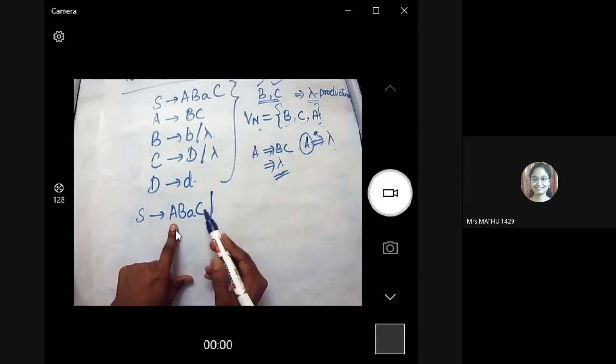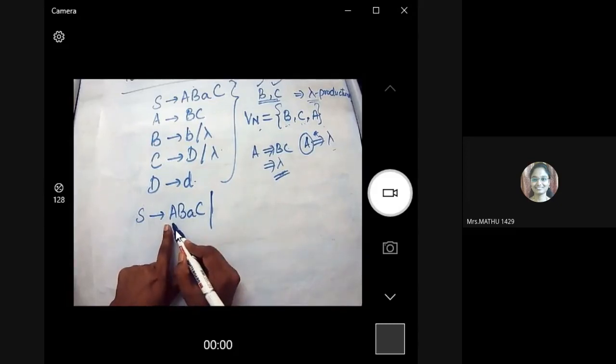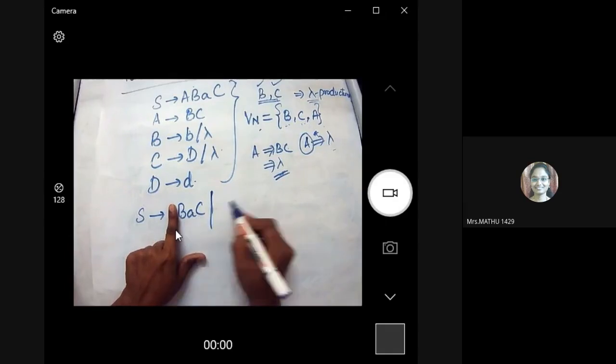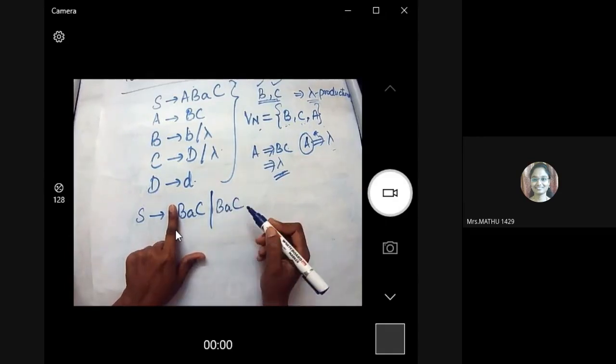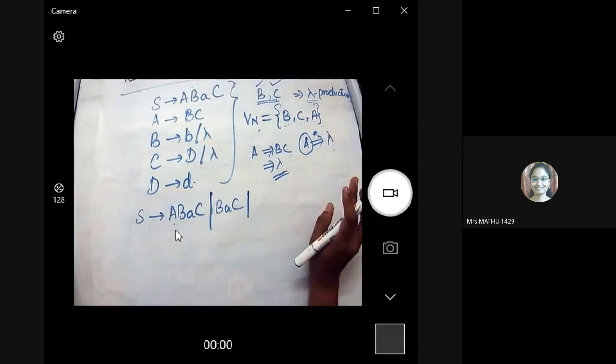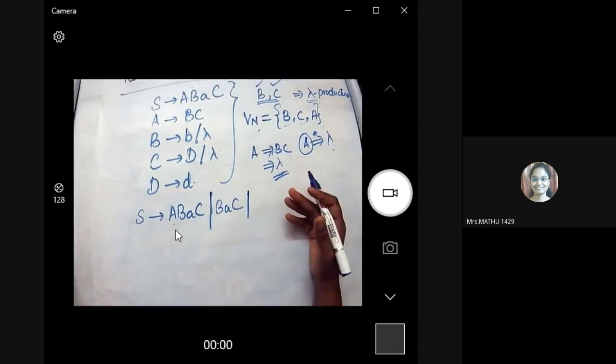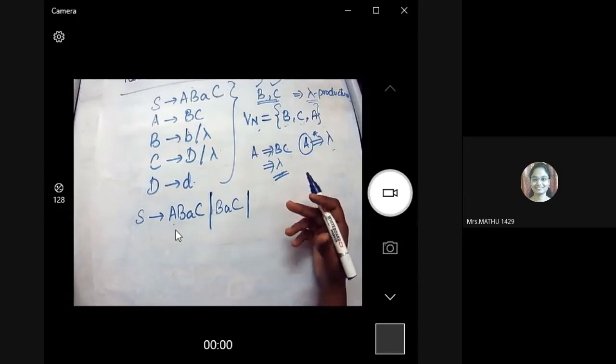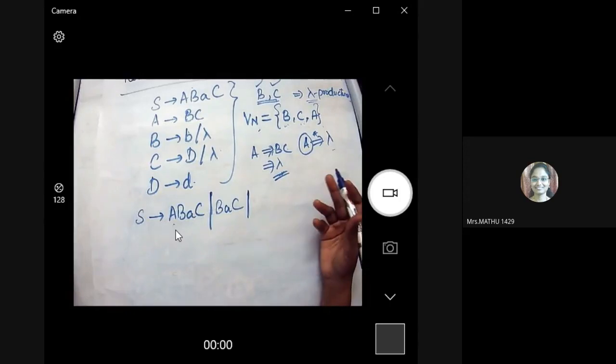First, I'm going to apply lambda only to A. If I apply lambda to A, then A will vanish, and what I get will be BAC. We are going to generate new productions like we did in the previous example. Before removing lambda, we want to generate equivalent new productions, and only then will we be able to remove the lambda production.